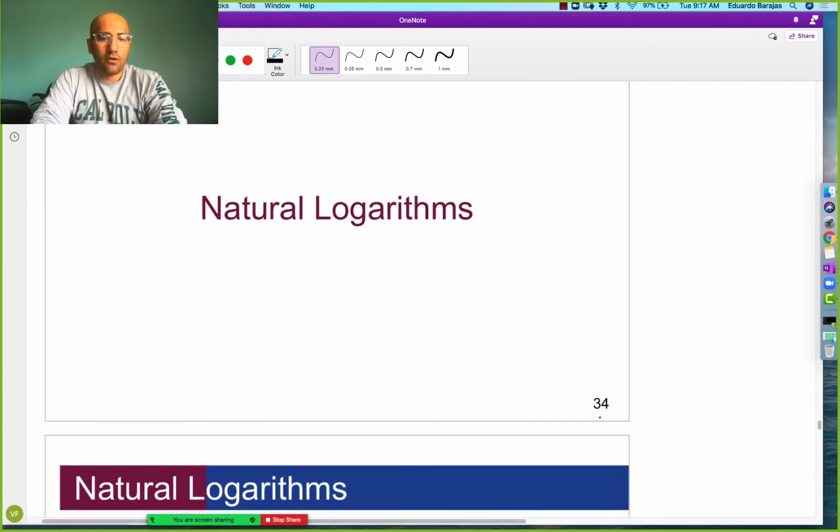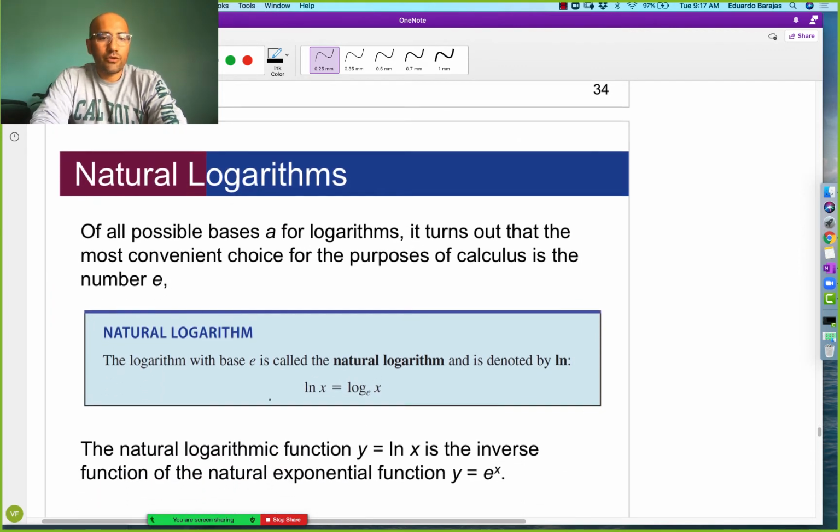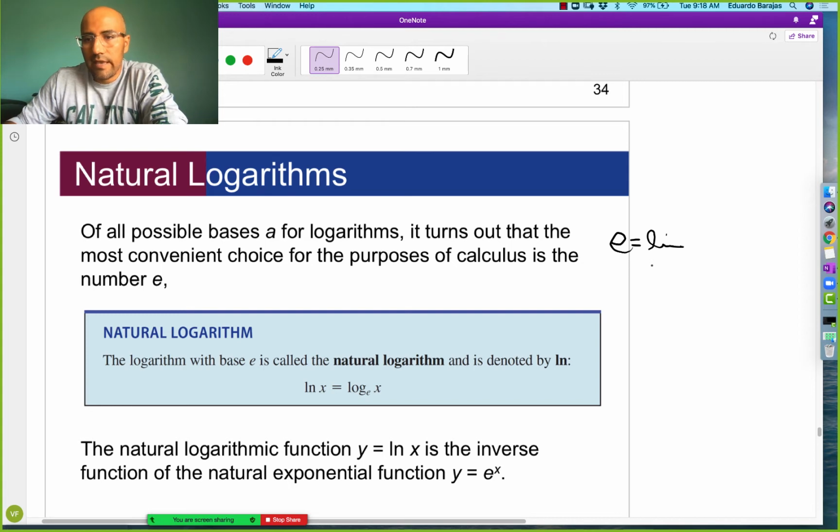Okay, the natural logarithm. Another one that is very, very popular, very important, is to use base e, right? Remember, we developed that number e just a few sections ago. It is the limit as n goes to infinity of 1 plus 1 over n raised to the nth power, right?